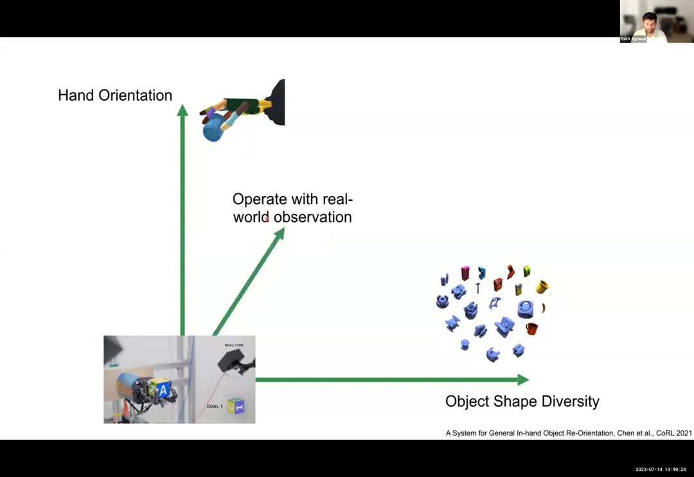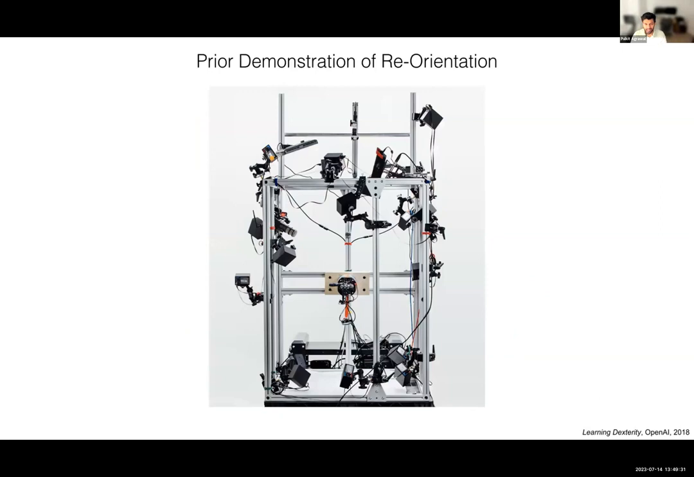Now, just to give context for what we mean by real world observation, if we look at the system that OpenAI had, this is what they had. They had so many cameras in this rig. The reason for these cameras was to get good estimates both of the object and also of the fingers. While such a system, which can give very precise state estimates, is good in a lab, it's not very practical for real world deployment.